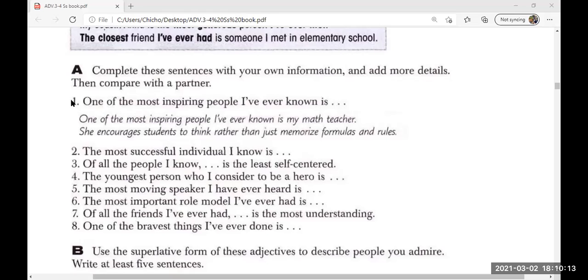I want you to complete the sentences from 1 to 8. This is just an example, but you complete number 1 and 2, and then we're going to share your sentences, okay?